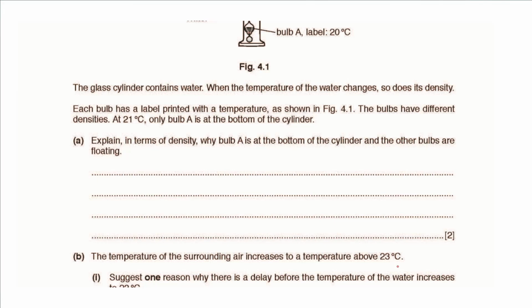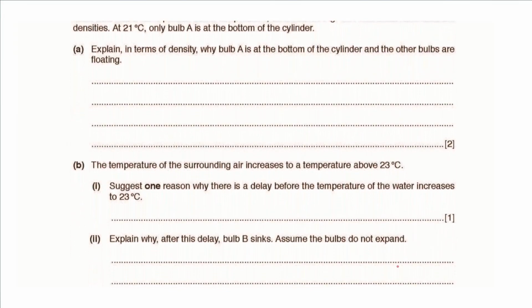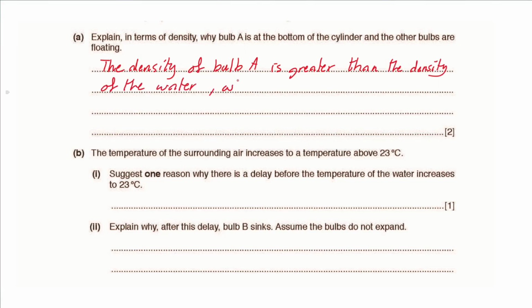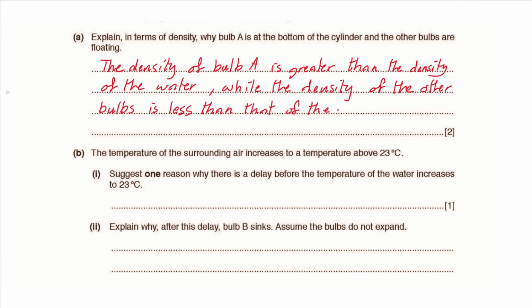The bulbs have different densities at 21 degrees Celsius. Only bulb A is at the bottom of the cylinder. Explain in terms of density why bulb A is at the bottom of the cylinder and the other bulbs are floating. We start by saying that the density of bulb A is greater than the density of the water, while the density of the other bulbs is less than that of the water.